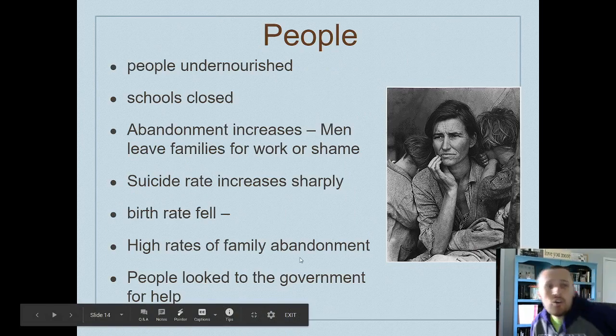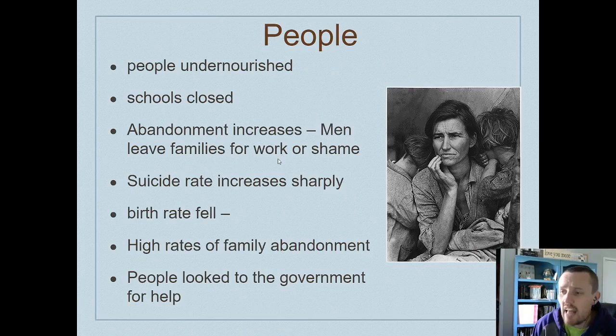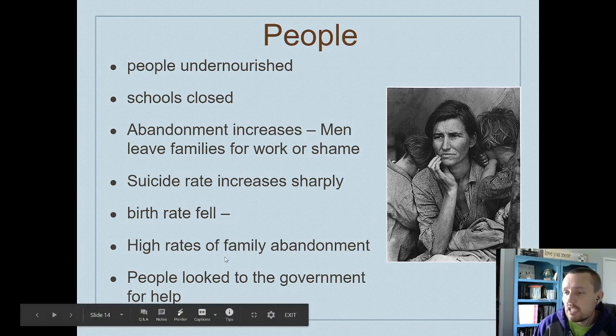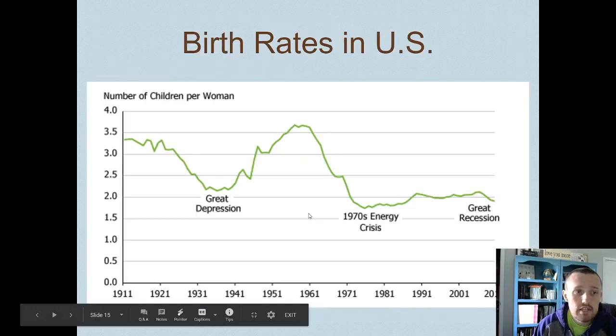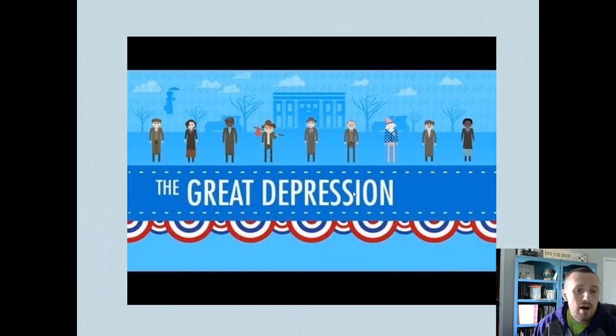So people will be undernourished, schools will close, men will abandon their families because of the lack of work and the shame. Suicide rates will go up, the birth rate will drop. People don't want to have kids during this. Like I already talked about family abandonment there. People look to the government for help and they're not finding it. Like I said, birth rates will drop.